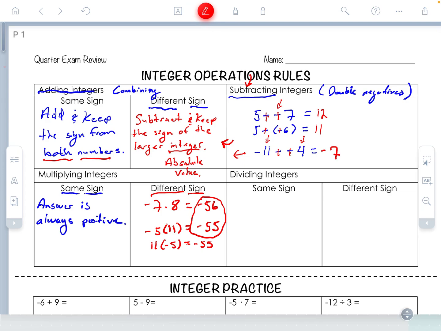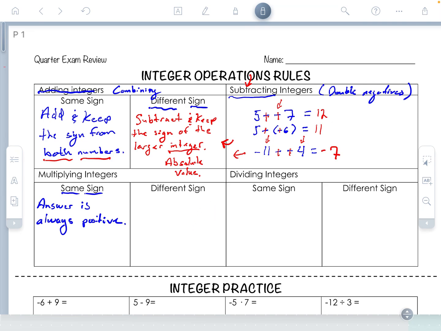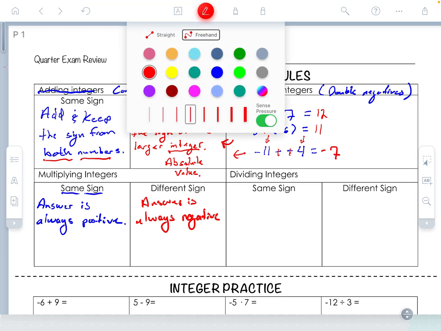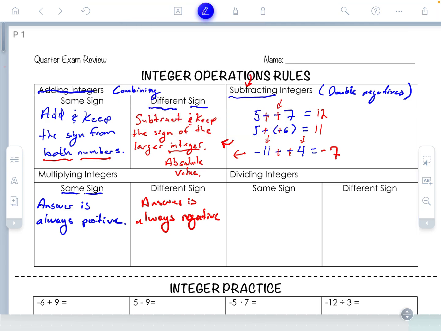So what are the rules? If I'm multiplying by a negative and a positive, two different signs, my answer is always going to be negative. Wow. That's complicated. No, it's not. You guys know this. These are the easy rules down here, but we get them mixed up with the rules up top, and that's where we get into trouble.